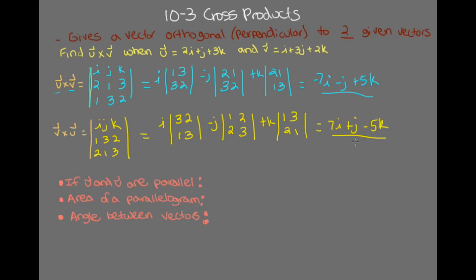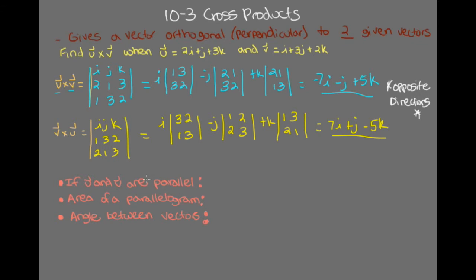And as you can see, they're actually very, very similar. They're just pretty much the same vector, but they go in opposite directions. So when you take the cross product of v and u, and then you take the cross product of u and v, you get two vectors that basically go in opposite directions.